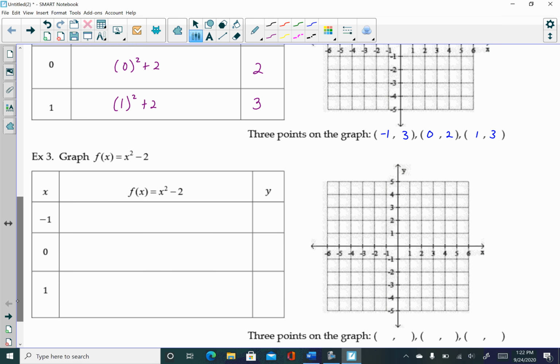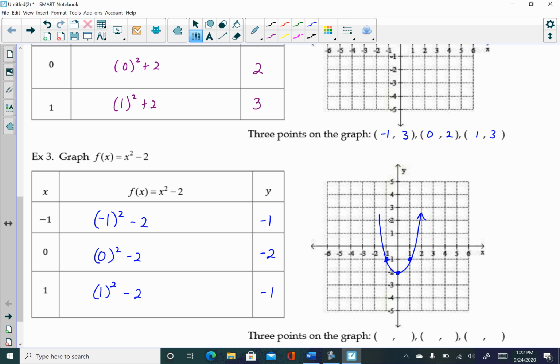So in that same vein, what do you think the minus is going to do? Instead of shifting us up, it's going to shift us down, okay? So here it's the same thing, that I'm going to take this negative 1 squared minus 2, 0 squared minus 2, positive 1 squared minus 2. So, of course, negative 1 squared is just positive 1. 1 minus 2, negative 1. 0 squared, 0. So that'll leave me with negative 2. 1 minus 2, negative 1. Now, if we plot these points, negative 1, negative 1, 0, negative 2, 1, negative 1. Those are my 3 values.